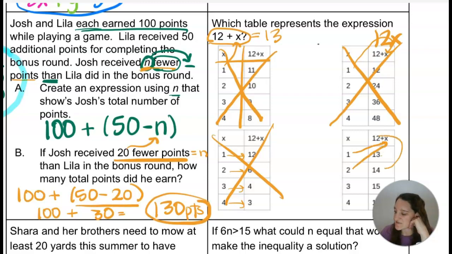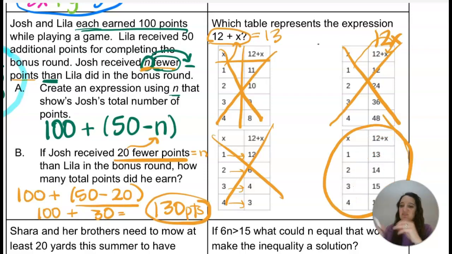12 plus 2 is 14. 12 plus 3 is 15. 12 plus 4 is 16. That is the correct answer. So with questions like this, you want to plug in the x and make sure that the correct answer comes up. So it goes through there and then it comes out there.